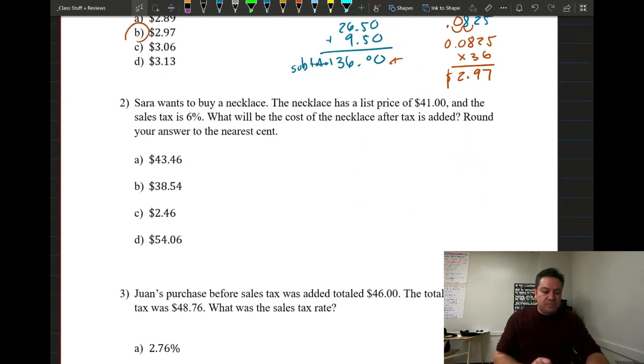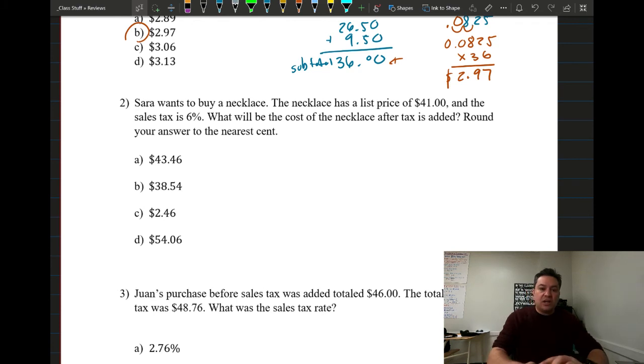Number 2. Sarah wants to buy a necklace. The necklace has a price list of $41 and the sales tax is 6%. What will be the cost of the necklace after the taxes is added, and round the answer to the nearest cent? So something to consider.